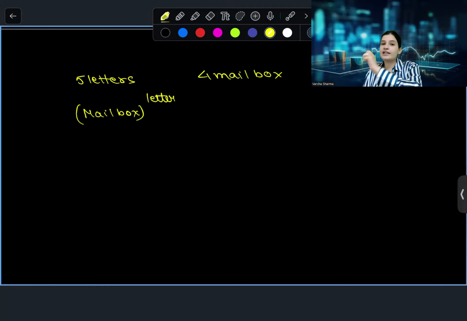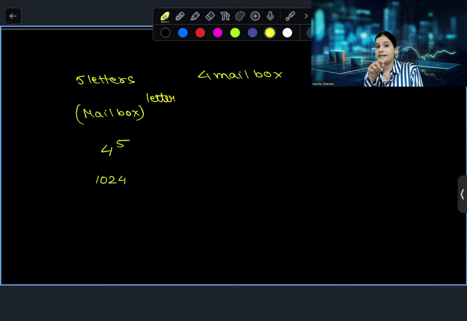First letter can be posted in 4 ways. I pick up the second letter. Second letter can be posted in 4 ways. Mailbox can have more than one. Third letter can be posted in 4 ways. So there will be 4, 4, 4, 5 times. So the answer is 4 to the power 5.